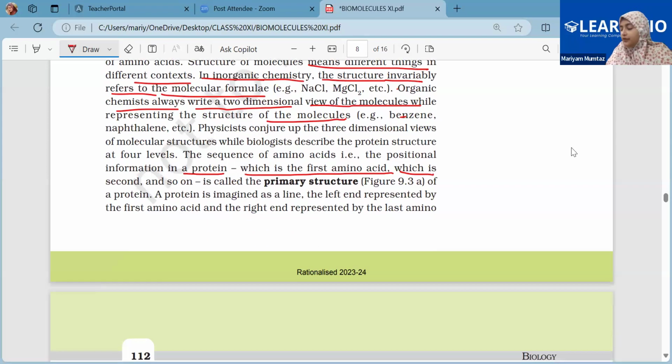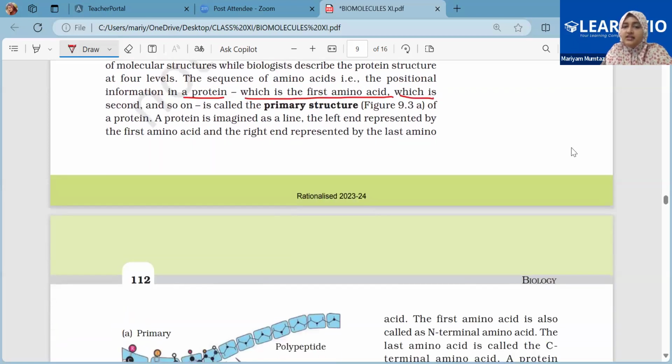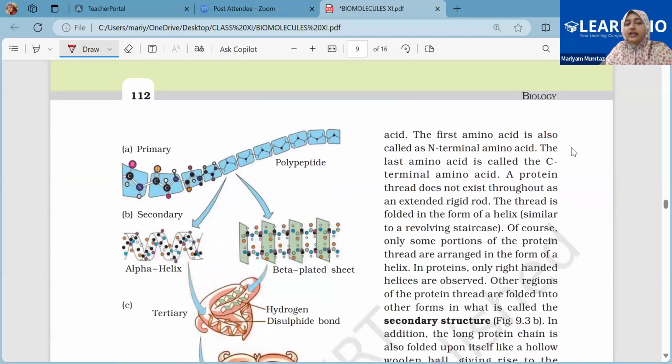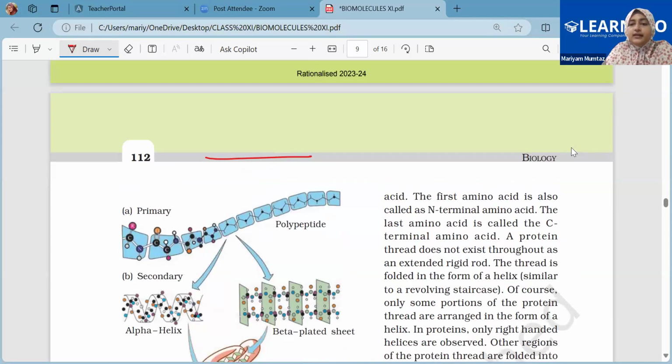The first structure of the protein is the primary structure. A protein is imagined as a line, the left end represented by the first amino acid and the right end represents the last amino acid. So linear structure is a protein's primary structure. Now the first amino acid is also known as the N-terminal amino acid. The last amino acid is called the C-terminal amino acid.